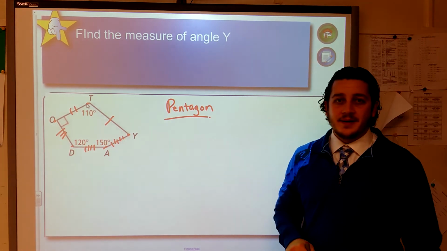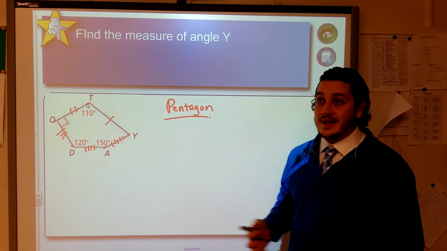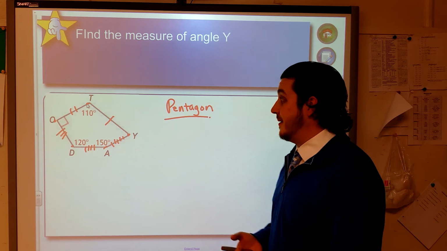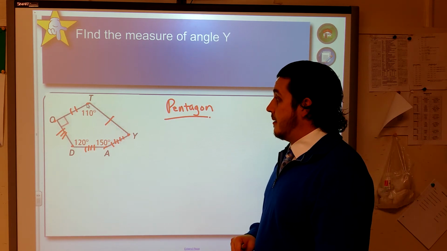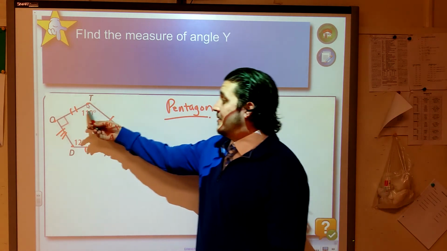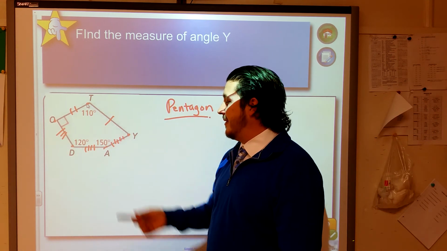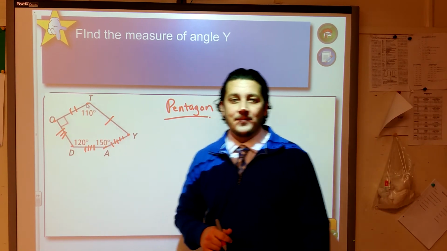Even if you don't remember the name, it's not going to make a difference for you actually solving this, technically, but I just want you to know your names. So, we have 110, we have 90, we have 120, we have 150. We're missing this little guy right here.